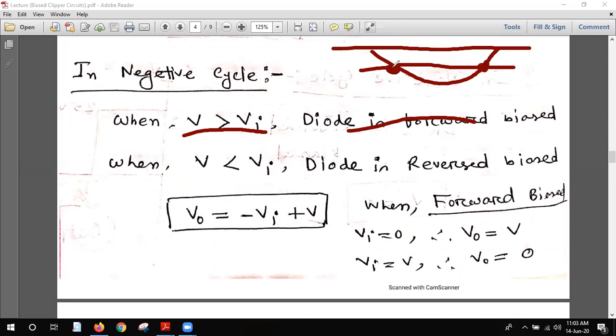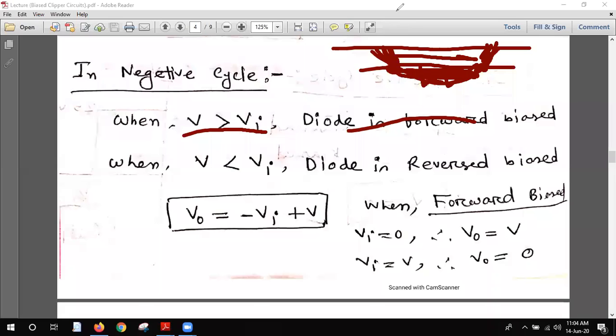Because this is the input voltage VI, when VI is less than V, in this region and in this region, in these two regions, the diode is forward biased. So the diode is forward biased in these two small regions, and when VI is greater than V, the diode is reverse biased. In this whole big portion, the diode is reverse biased.